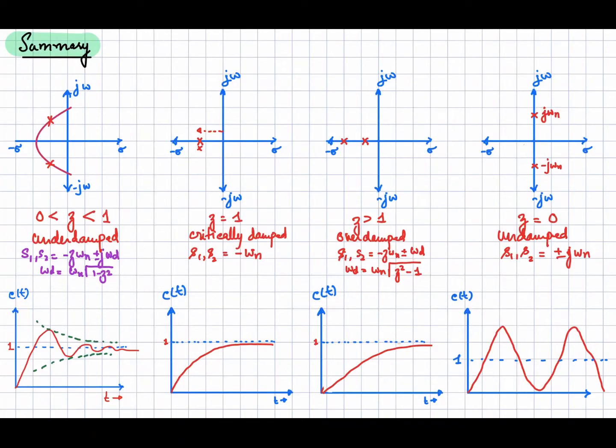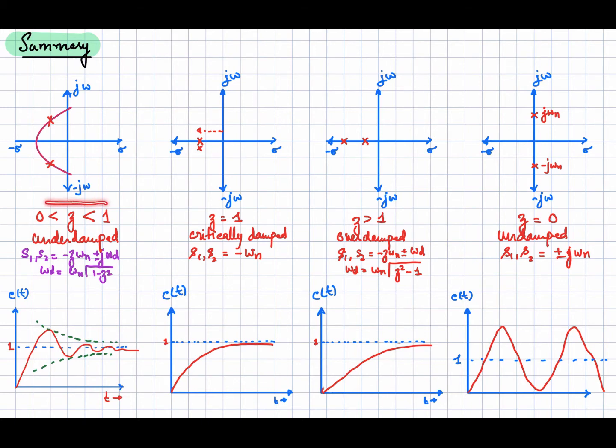Bismillahirrahmanirrahim. In the last video, we have seen the response of a second order system for the step input. If I briefly summarize that video, we have seen that if our poles are a conjugate pair, then the response will be like this. Here you can see the poles are in the left half plane and these are complex conjugates.